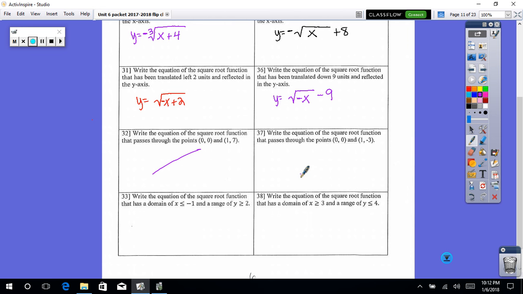Okay, we are going to skip 32 and 37. However, I do want to do 33 and 38 down here. Okay, I want you to think about this for a little bit. Okay, it says a square root function. So let's think about our square root function.